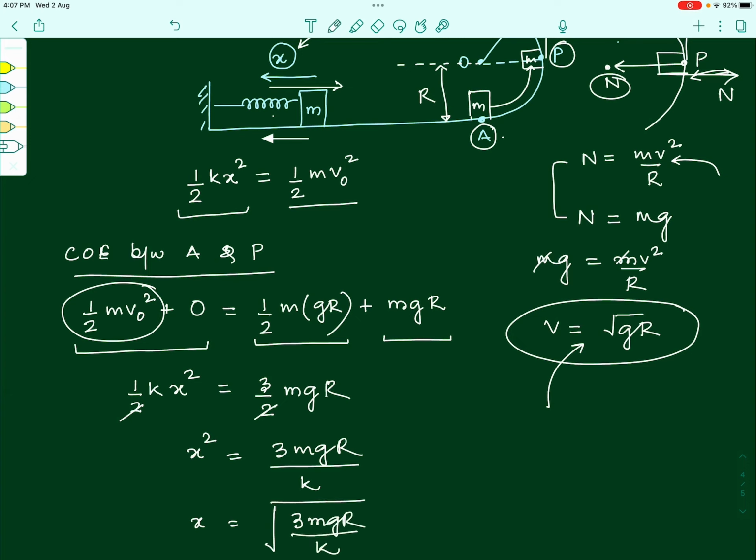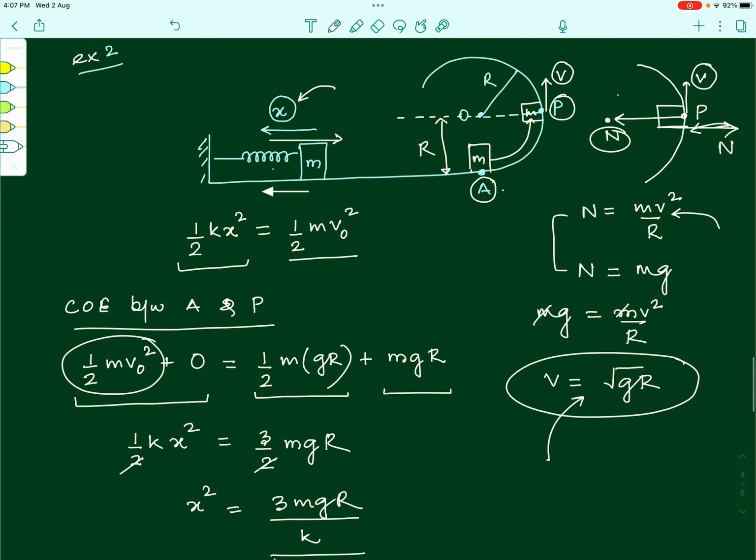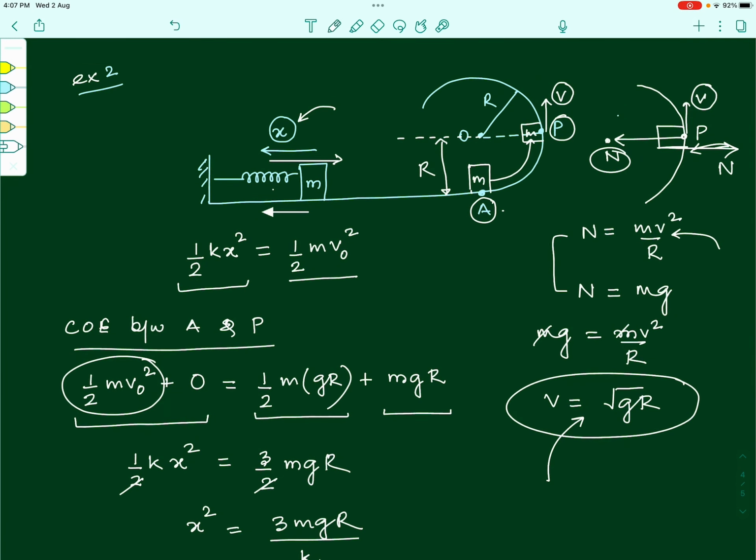So, this gives us the compression to be created in the spring so that the block can press the circular track with a certain force at a certain point.